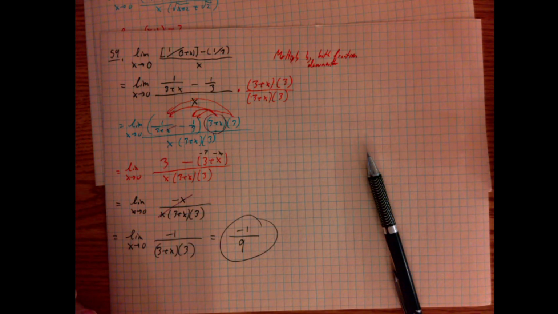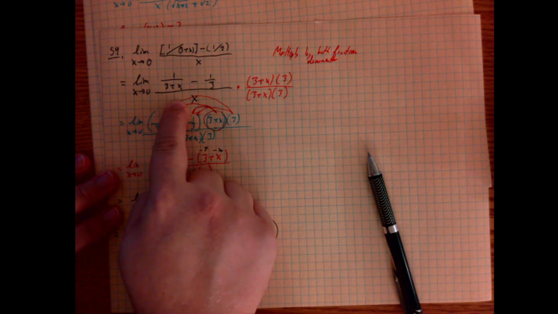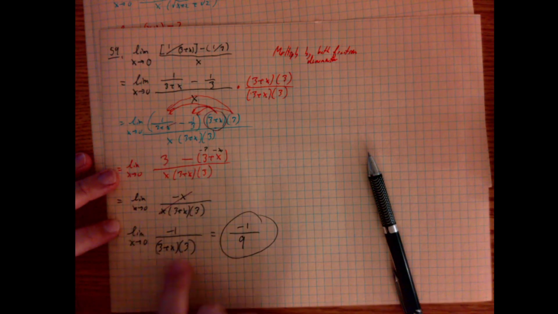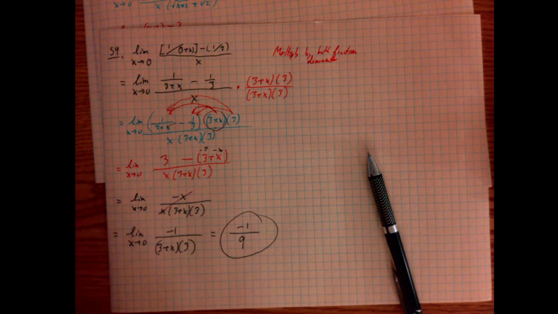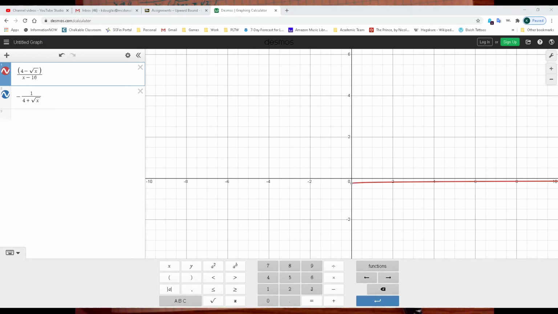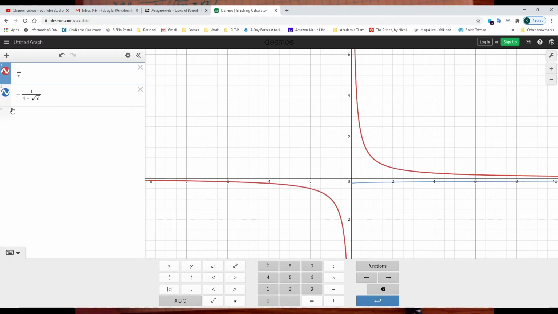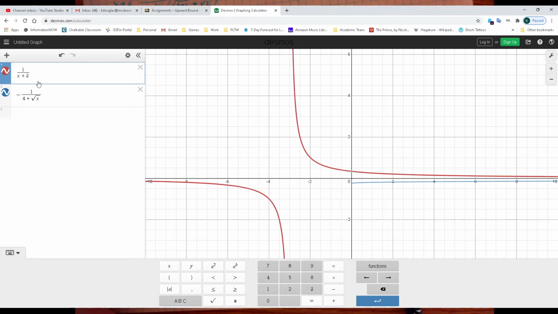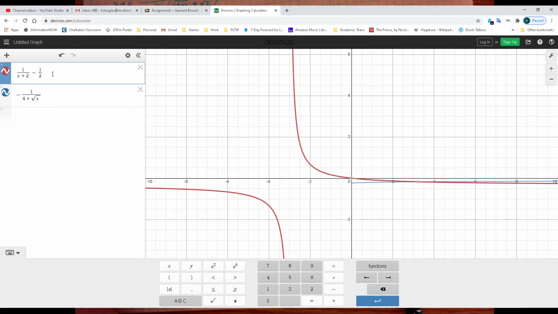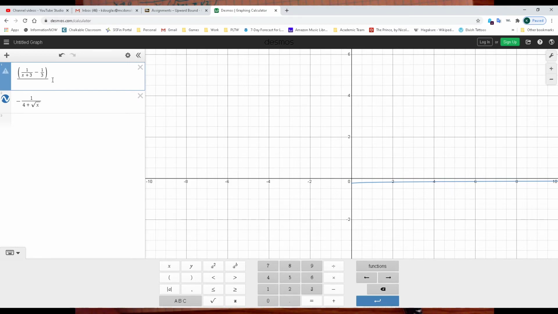Let's go back to Desmos. We're going to type in this equation, see what it looks like. Then we'll type in this equation, verify they're the same thing, and show why it's 0. This one's negative 1/9. Here's Desmos. Alright, my equation was 1 over x plus 3 minus 1 over 3 divided by x. Look at that thing.